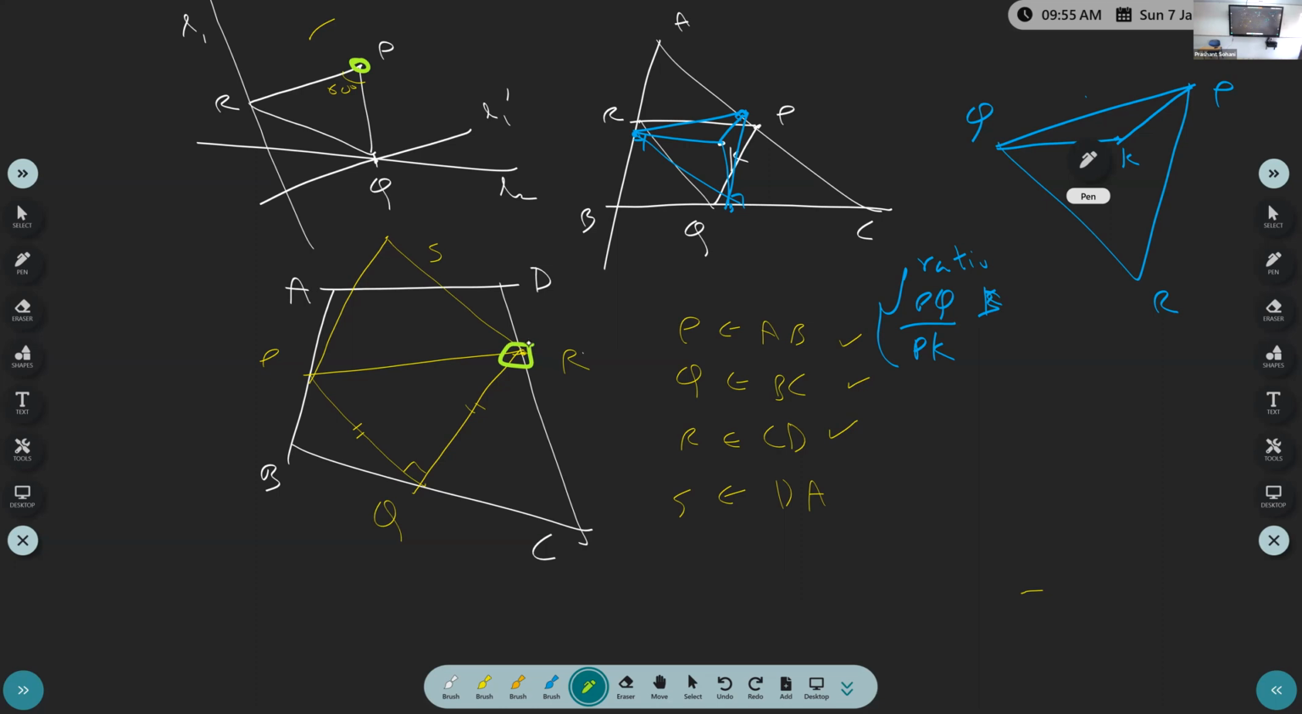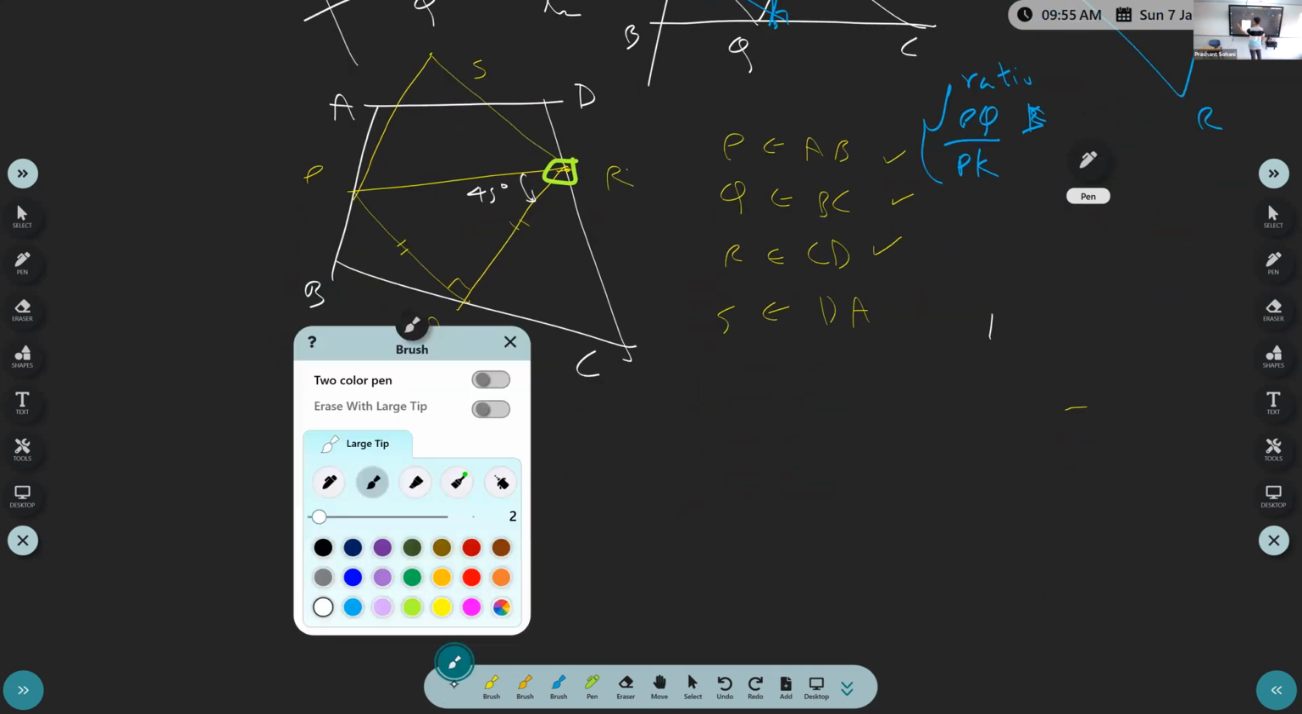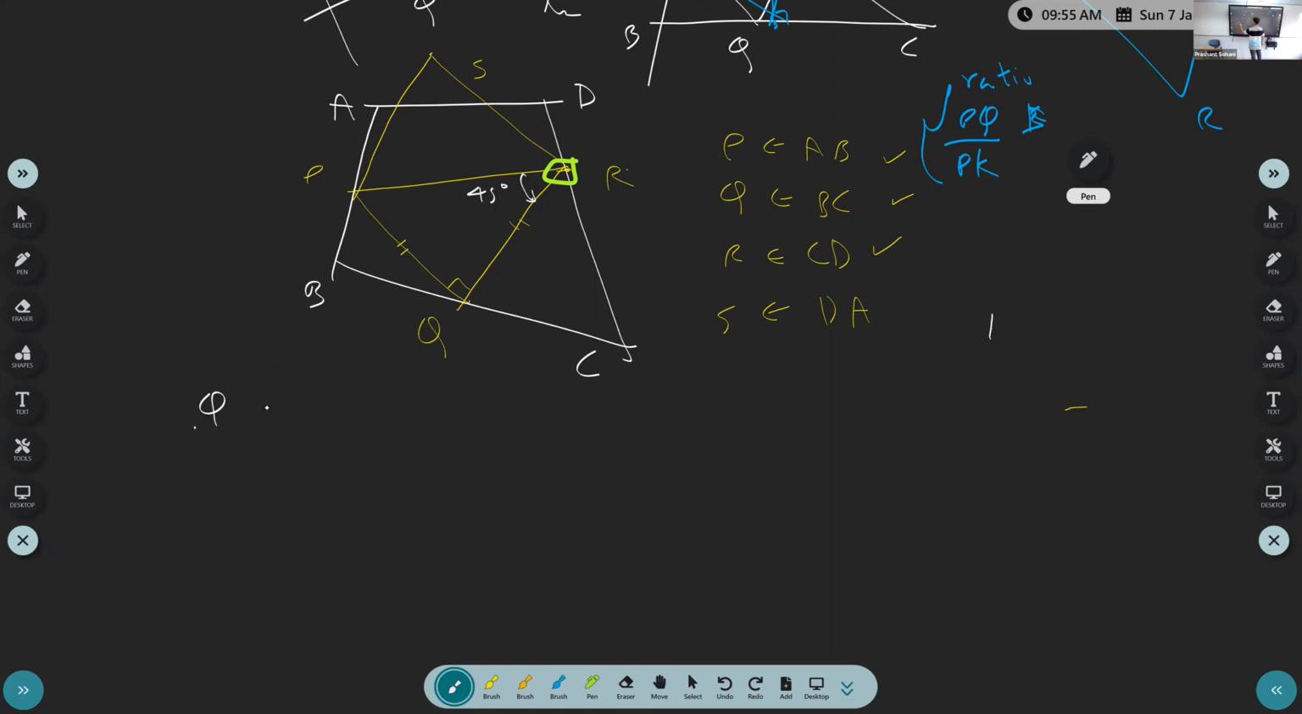Correct. It's a spiral homothety because if I just rotate, then point P will not go to Q because the distances are different. But some combination of rotation and dilation will work, right? So the angle of rotation is 45 degrees and the distance will be reduced by 1 by root 2, right? So if I have to write it properly, I can say Q is the image of P under the spiral.